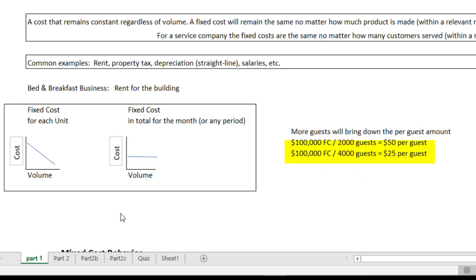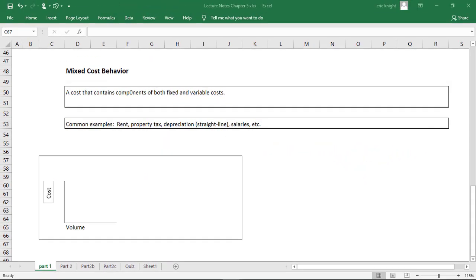However, if you have more guests, then the cost goes down per unit. Let's say you have 4,000 guests in your bed and breakfast, you would only have to cover $25 per guest. This is also called Economies of Scale. You might have heard it in other classes in that capacity.